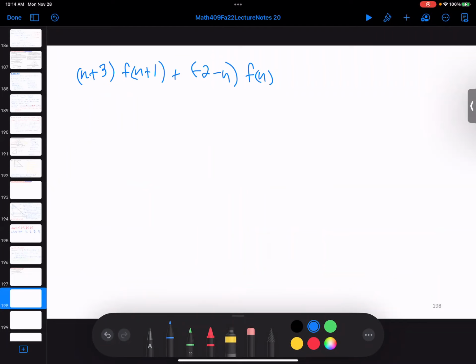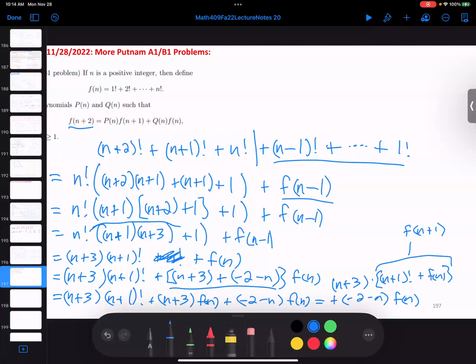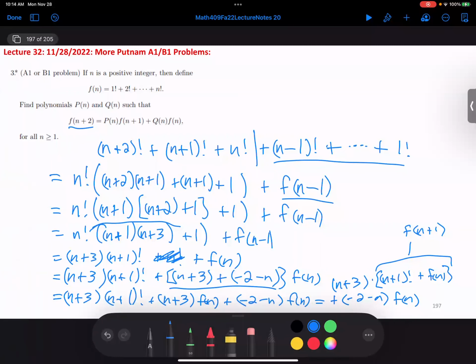And so here, if we go back to the problem, we have p of n is going to be n plus 3, and q of n is going to be minus 2 minus n. Very nice. So you were divinely inspired.